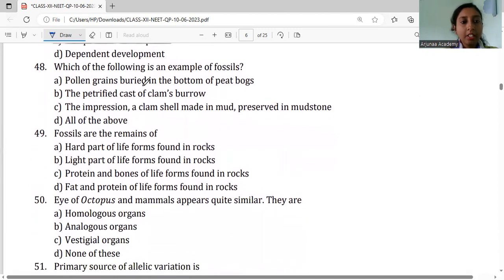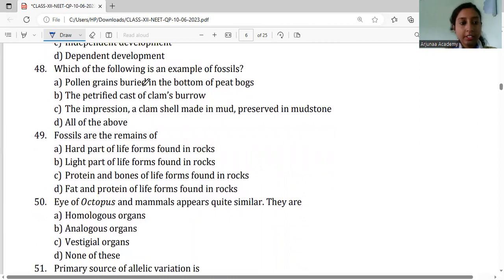Then 48. Which of the following is an example of fossils? The first one, pollen grain buried in the bottom of peat bogs. Pollen grains are indestructible, so they will remain as fossils. So this is an example of fossil. The petrified cast of clam's burrow. Petrified cast means it is covered and made into a cast. That is also an example. The impression is created because of the sediment. When the sediment keeps settling on the rock, the impression stays forever, right? So all the above answers are examples of fossils.